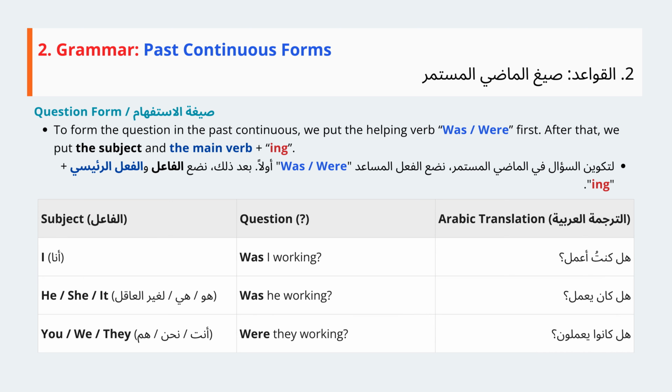For the question form, we put the helping verb was or were first. After that, we put the subject and then the main verb plus ing. Examples: Was I working? Was he working? Were they working?